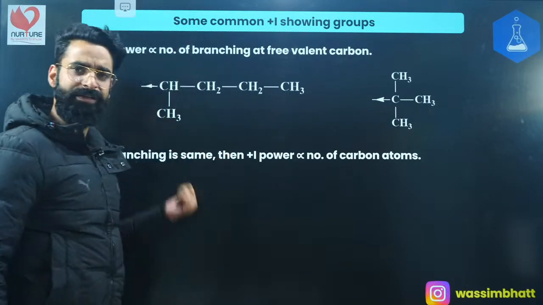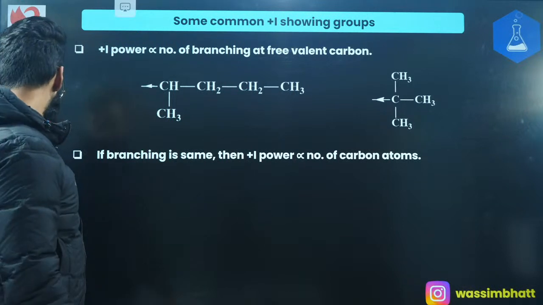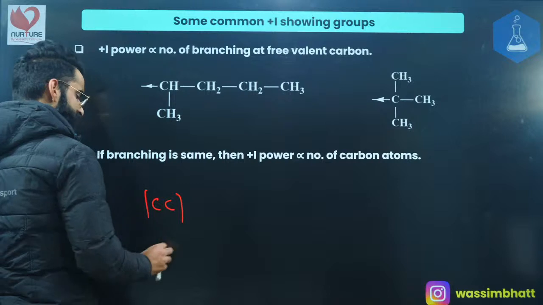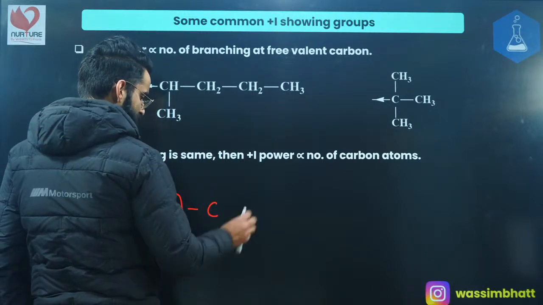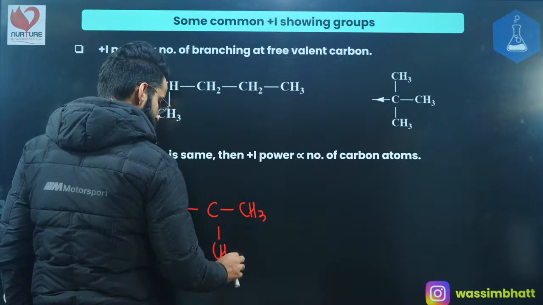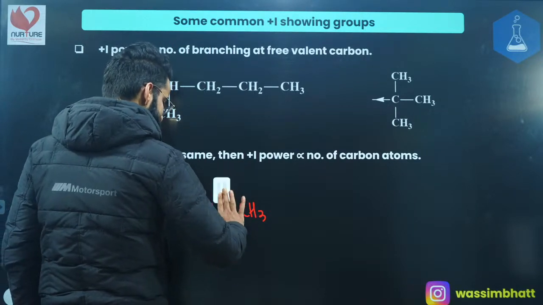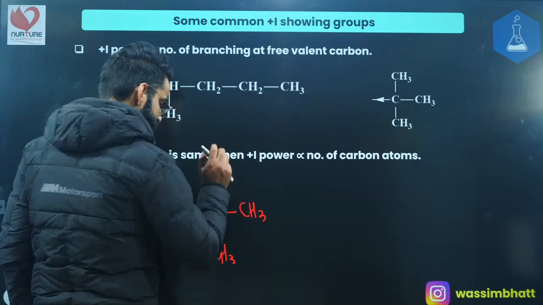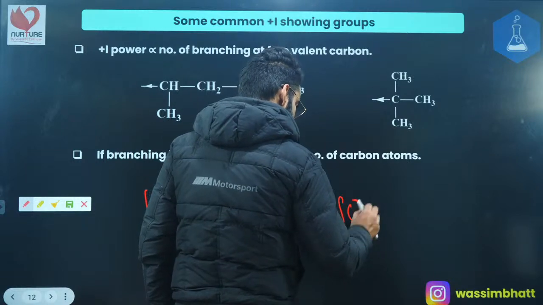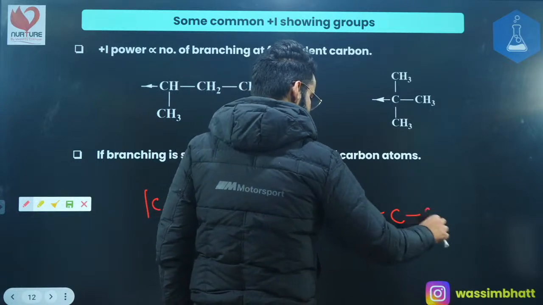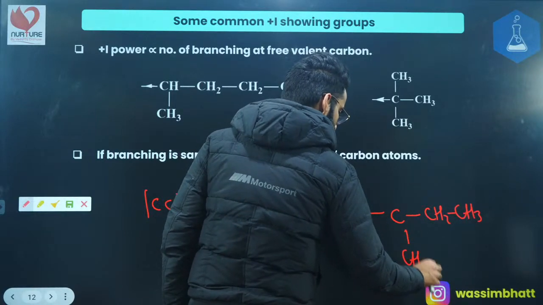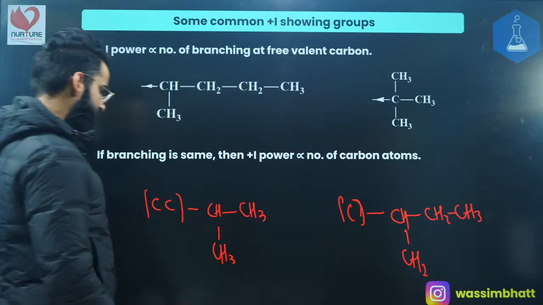If branching is same, then definitely, let me make you understand it like this. See, let's say this is the carbon chain. With this carbon chain, this is the carbon. With this carbon, this is, for example, CH3. This is CH, CH3, correct? Similarly, I'm taking one more. This is the carbon chain. With this carbon chain, this is, for example, CH2, this is CH3, this is CH2, and this is CH, correct? Have a look first of all.